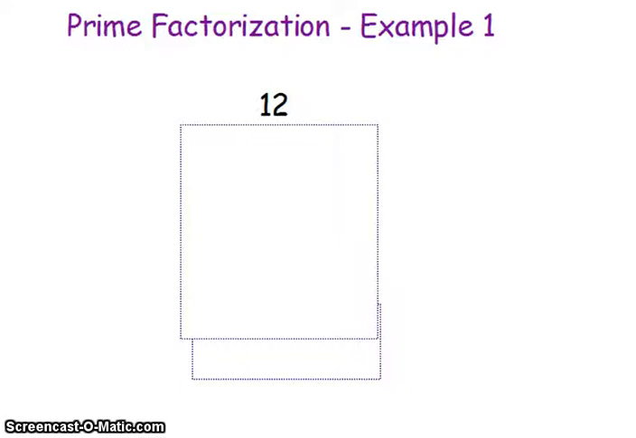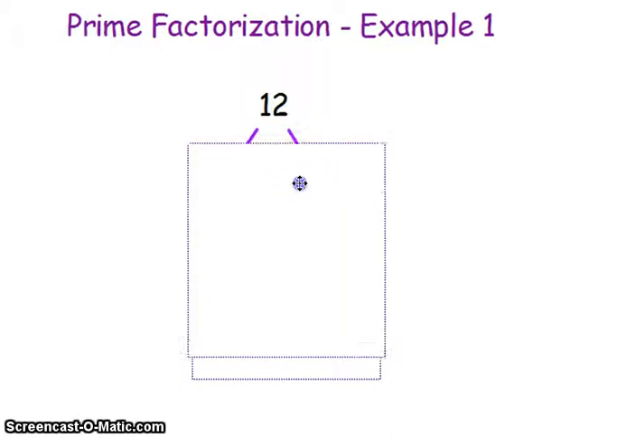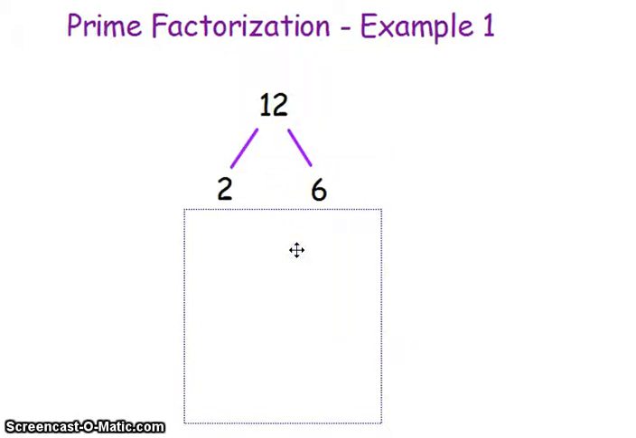We're going to start by finding the prime factorization of the number 12. First, we need to think, what two numbers multiply together to make 12? Well, 2 times 6 equals 12, and 3 times 4 equals 12. So we can choose either of these and end up with the same prime factorization. I chose to multiply 2 times 6.